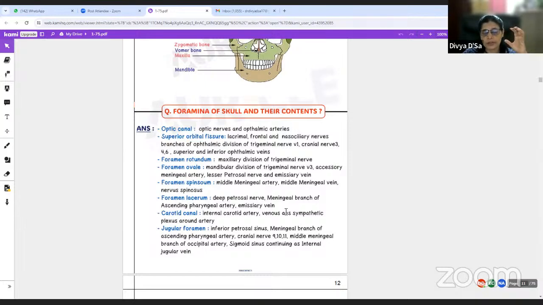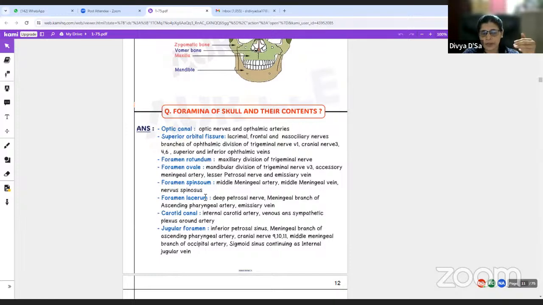Foramen ovale. To remember what structures pass through foramen ovale, remember the mnemonic MALE, M-A-L-E. M is for mandibular division of trigeminal nerve. Then A is accessory meningeal artery, L is lesser petrosal nerve, and E is emissary vein.